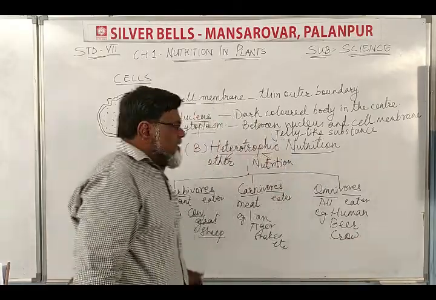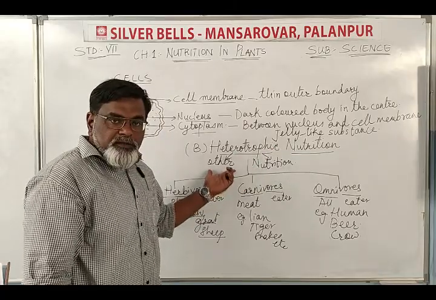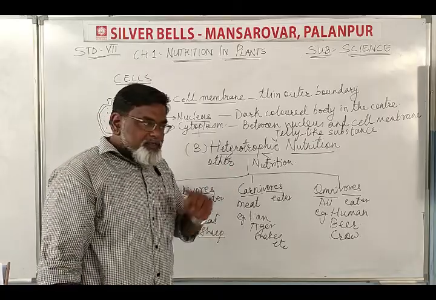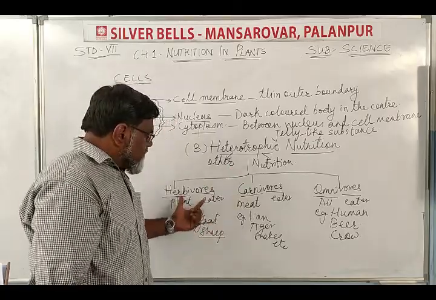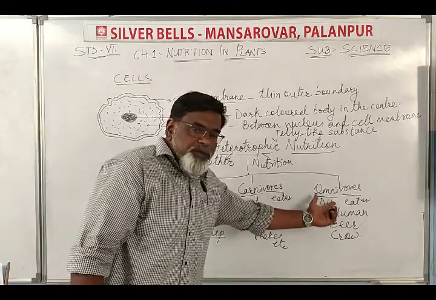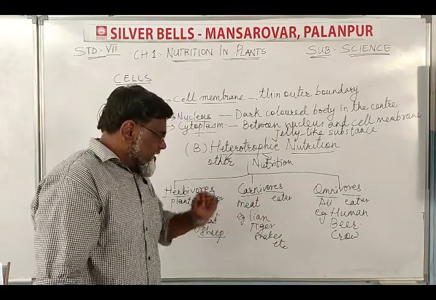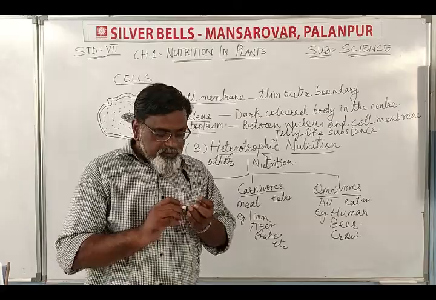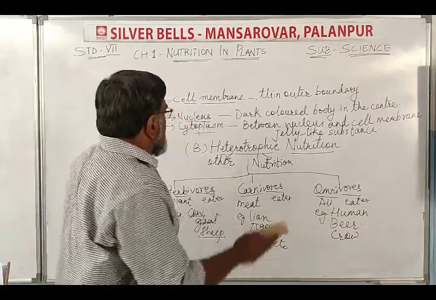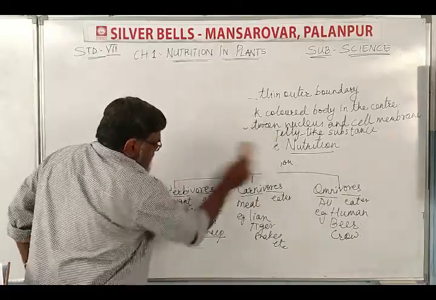Clear? So heterotrophic nutrition, they depend on other plants or animal tissue, part of animal tissue. Herbivores is plant eater, carnivores is meat eater, omnivores is all eater. That means they both eat plant and meat. Clear? Now, we are going to study other modes of nutrition in plants.